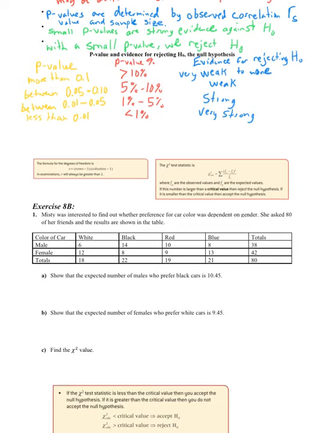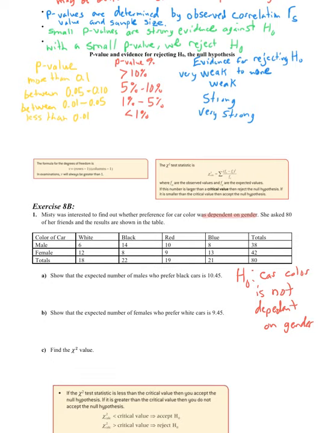It says Misty was interested to find out whether preference for car color was dependent on gender. So again, preference for car color is dependent on gender. And the word dependent is even used there. So if I were writing a null hypothesis, I would say car color is not dependent on gender. Or I could say car color is independent of gender. Is chosen independently of gender.